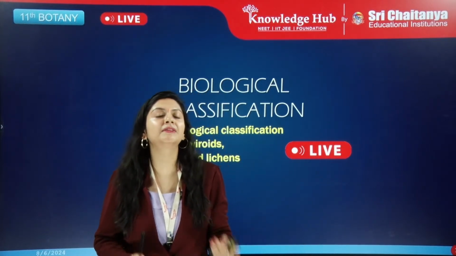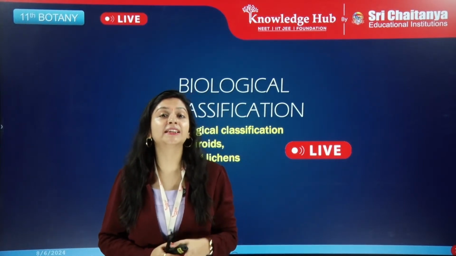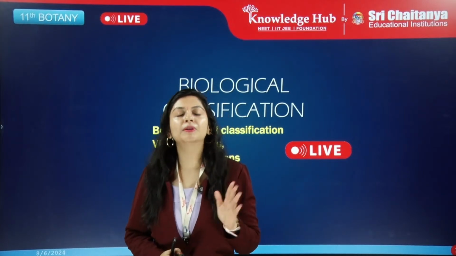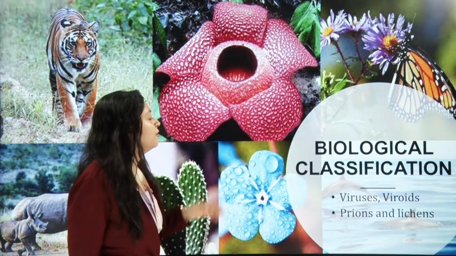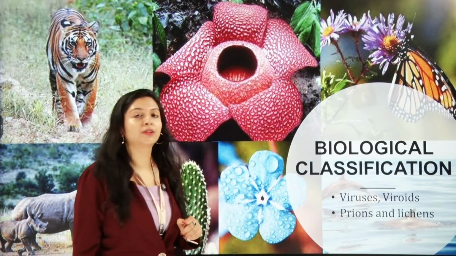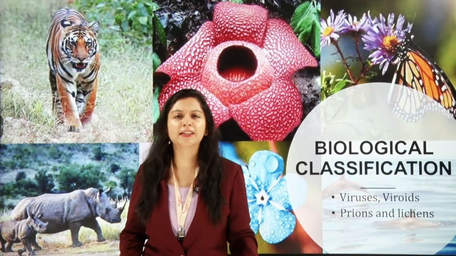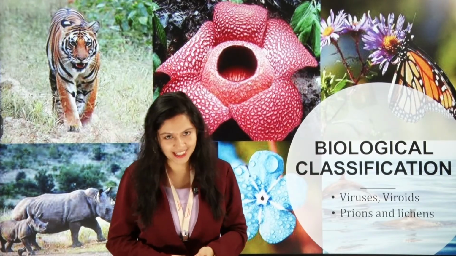So, in this session, we are continuing our discussion from our previous topic, that is the biological classification. And in this session, we are going to take the groups which are not mentioned in the 5 kingdoms of Robert Whittaker. So, which are those groups which we are going to do? They are viruses, viroids, prions and lichens, and we are going to discuss them in some amount of detail, which will be very effective for your NEET exam. So, without wasting time, let's come into the topic.